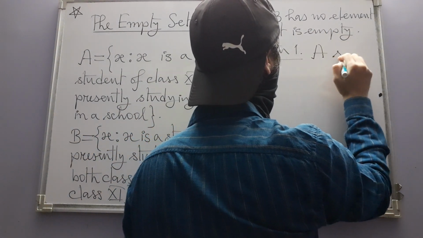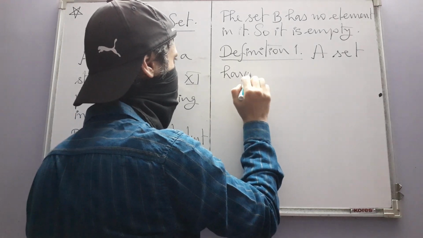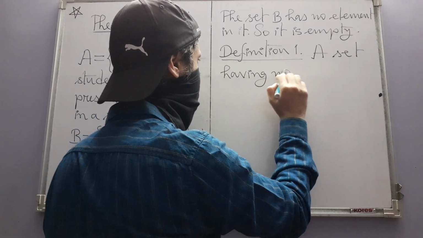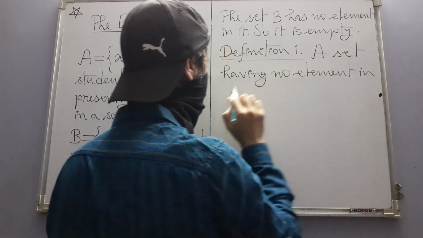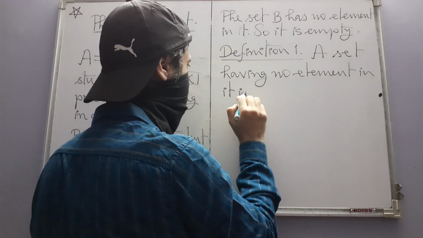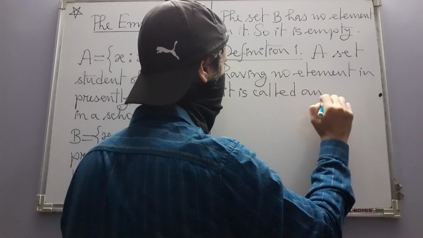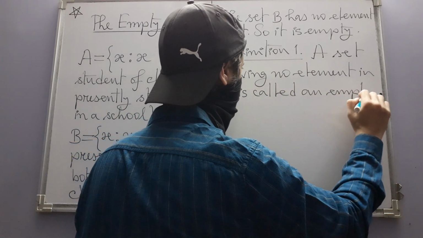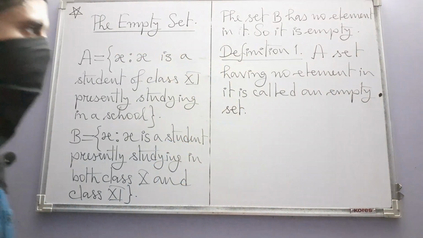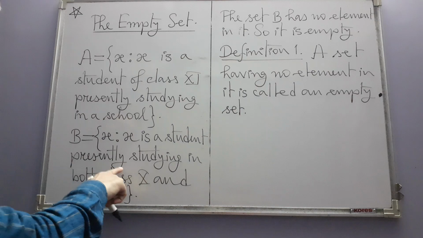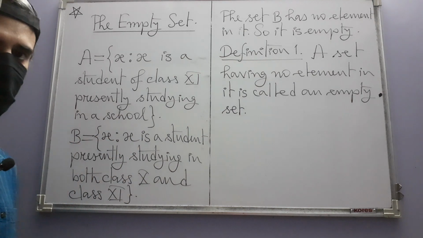A set having no element in it is called an empty set. Like this set. Okay, so this B is an example of an empty set.